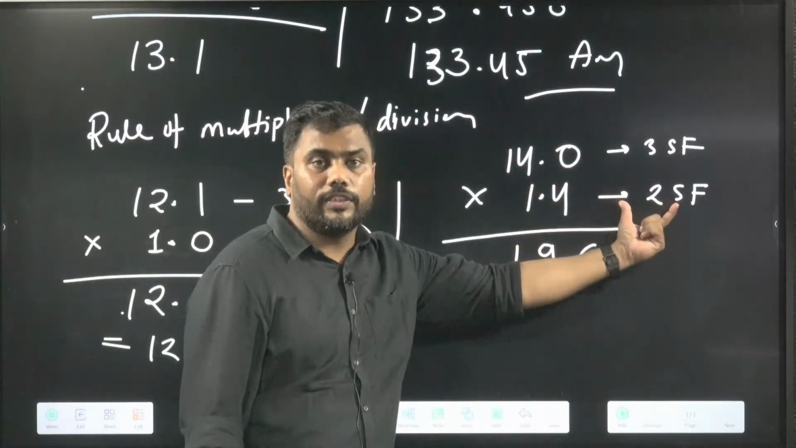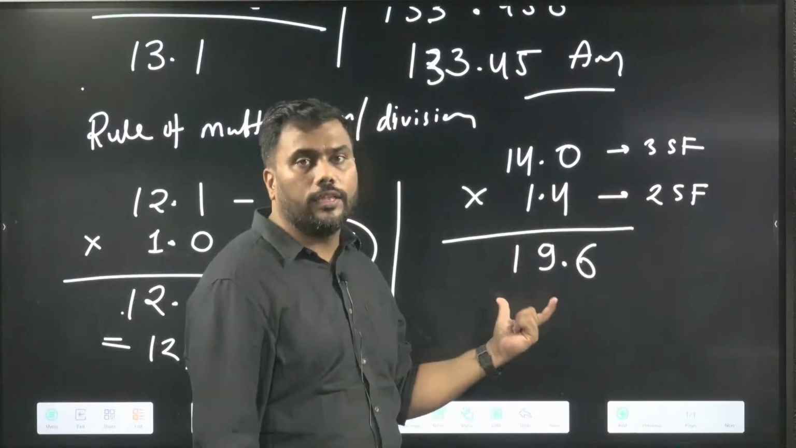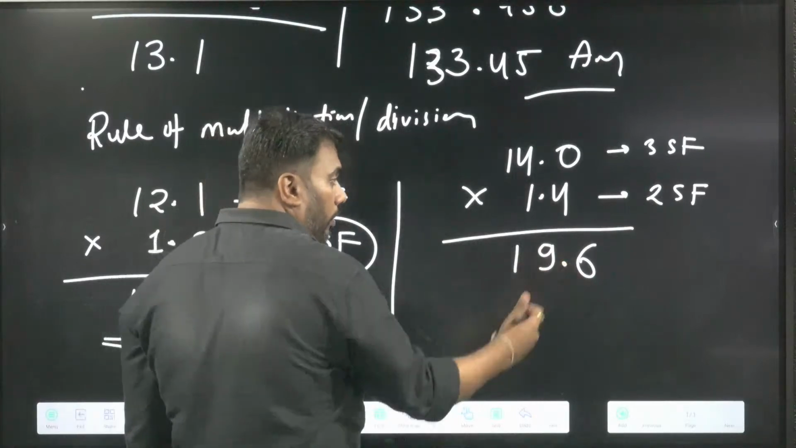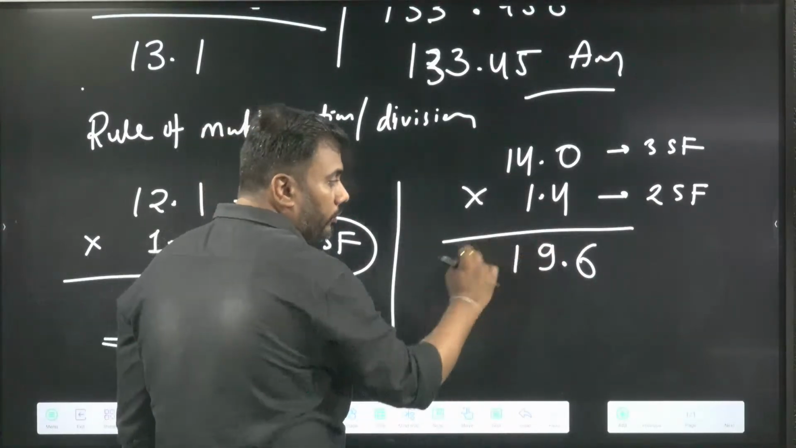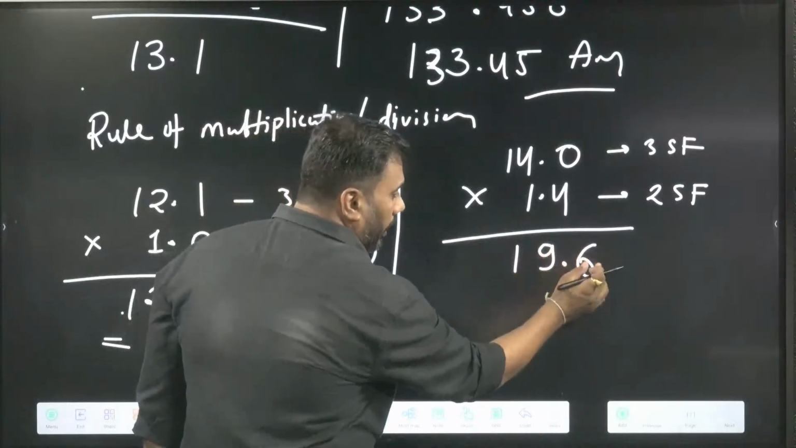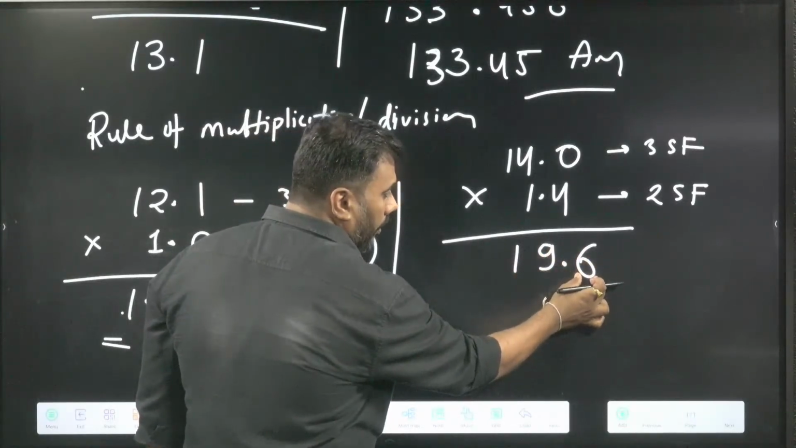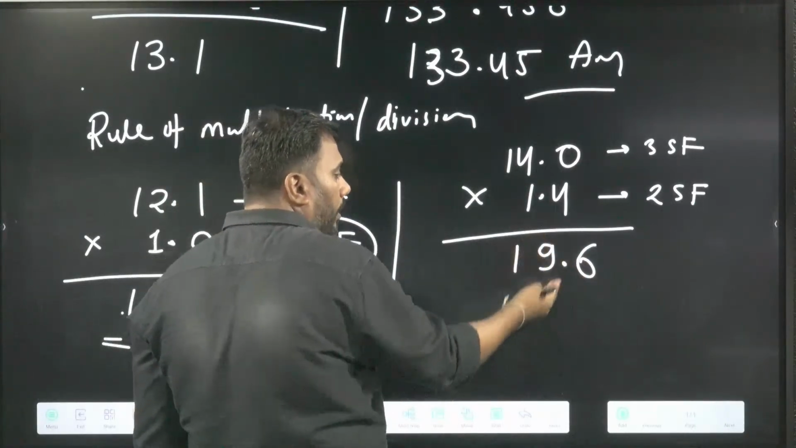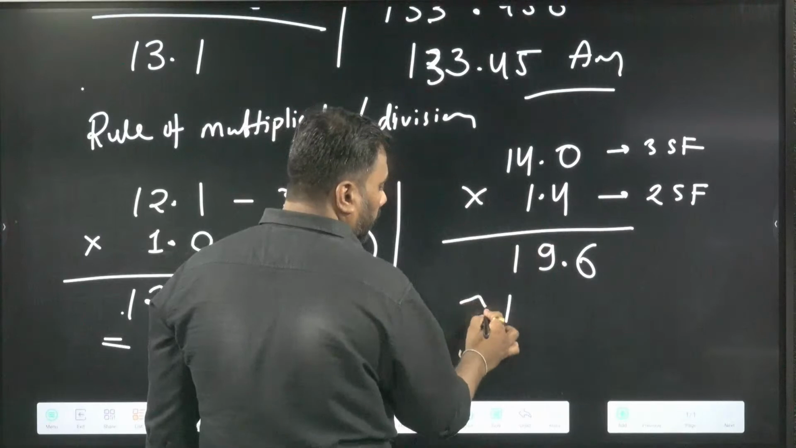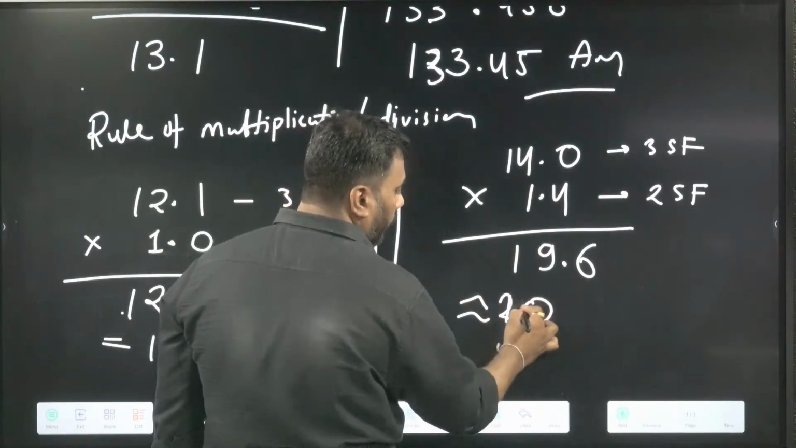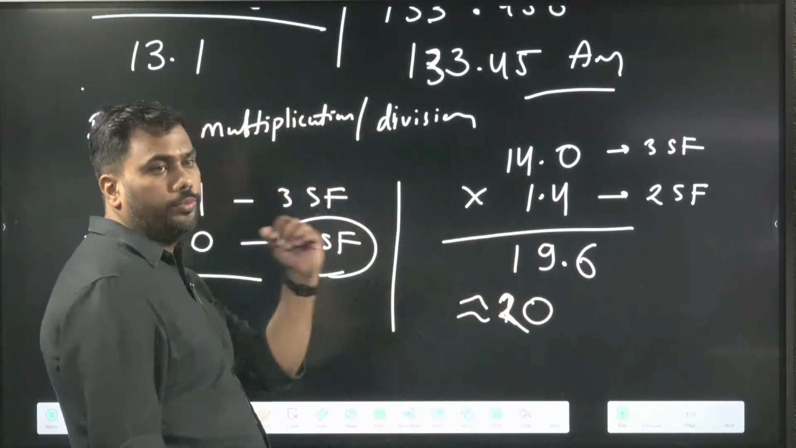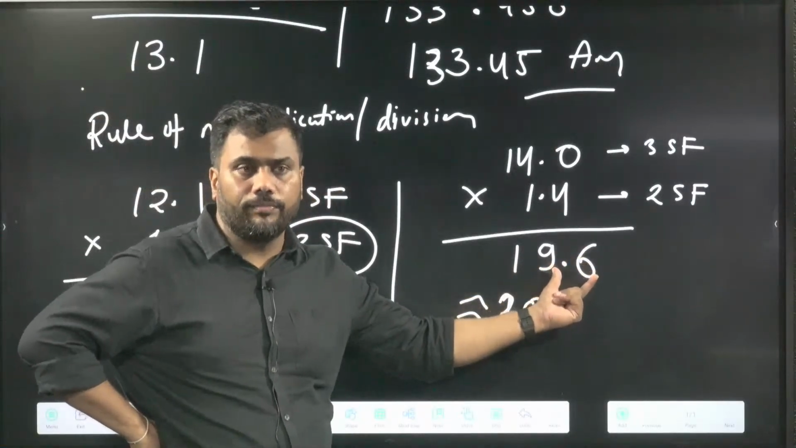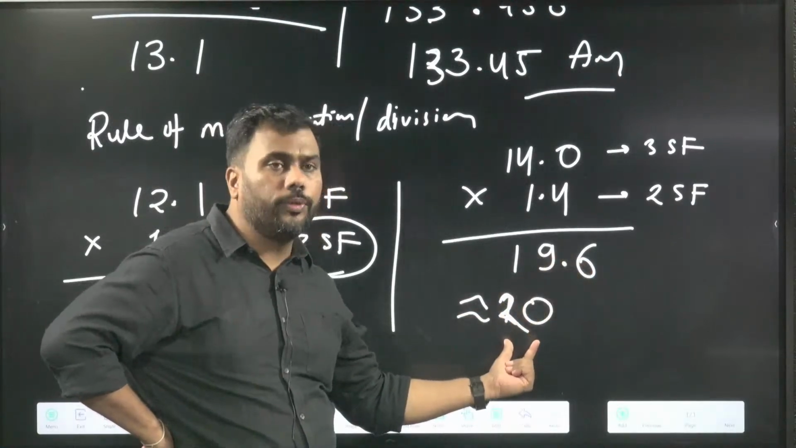Now my answer should contain only 2 digits because this number has 3 and this number has 2. The least number of significant digits is 2. So round this off to 2. Now the rules of rounding off come into play. If the number being removed is greater than 5, then increase the number before it by 1. 19.6 can be rounded off to 20. I am removing 6, it is greater than 5, so the answer should be 20.